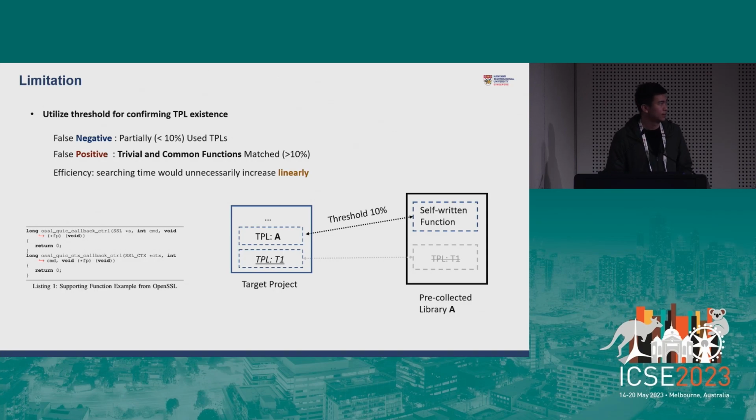For example, if library A in the target project has been copied over, let's say, 50%, and the mapping rate for the functions is over 10%, they will report library A. But this will bring two issues. First is the false negatives. False negative means that some libraries will be missing during the scanning, especially those partially used.